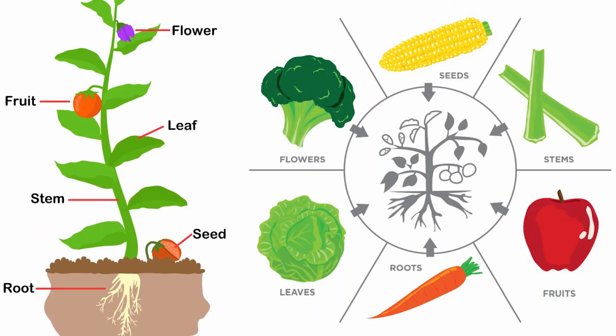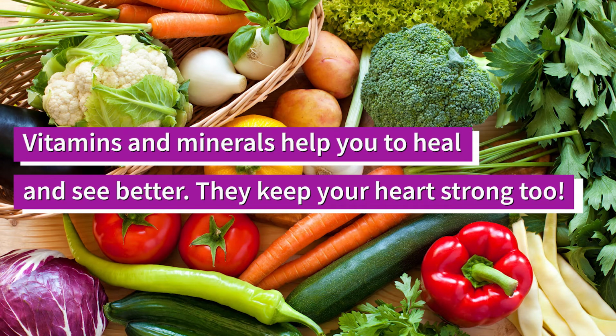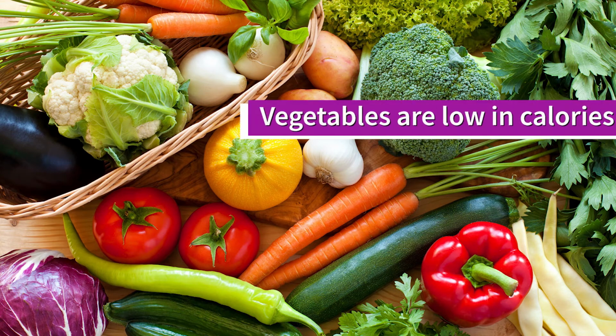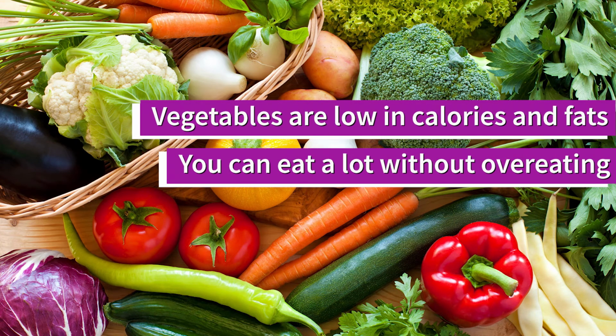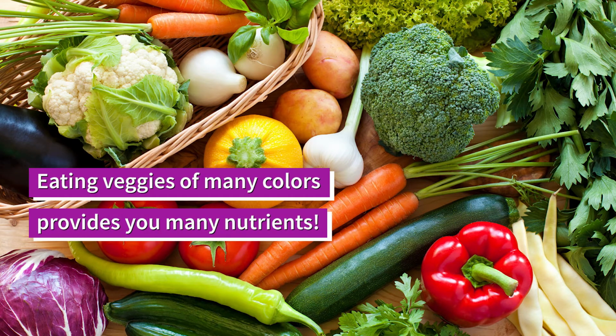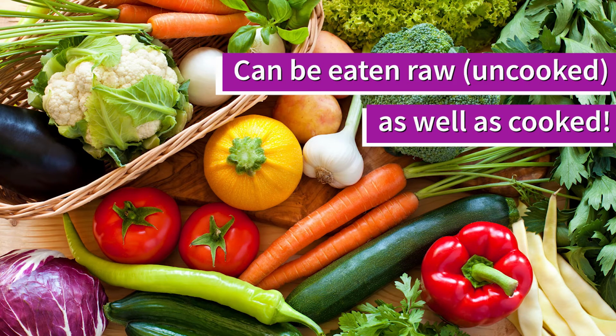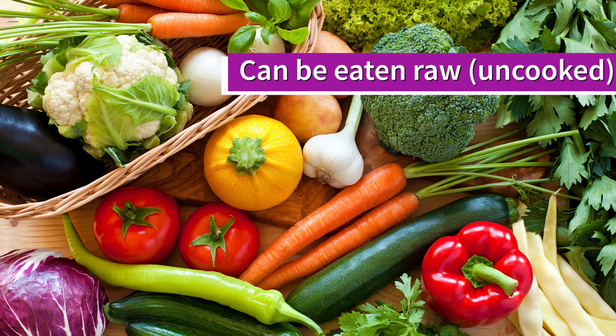Now that we have an understanding of how every part of a plant can be considered a vegetable, let's get to the root of why we should eat lots of vegetables. So remember these 4 things. The vitamins and minerals in vegetables help you to heal and see better and keep your heart strong. Vegetables are low in calories and fat, and you can eat lots of veggies without overeating, similar to fruits. Veggies have different colors that contain different nutrients that you need, also the same as fruits. And veggies, unlike many other foods, can be eaten raw or uncooked, as well as cooked.